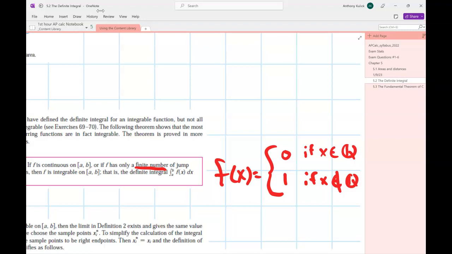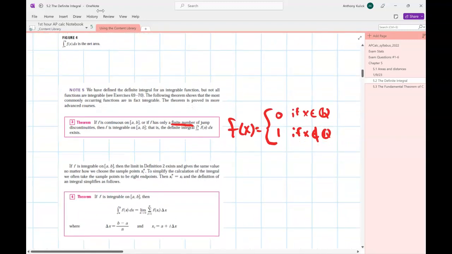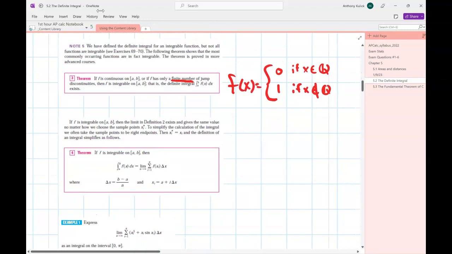And again, this would be something that if you took a real analysis course, which is the theoretical underpinnings of calculus, you would talk about in a course like that, but it's way beyond the scope of what we're doing. But that would be an example of something that's not integrable.